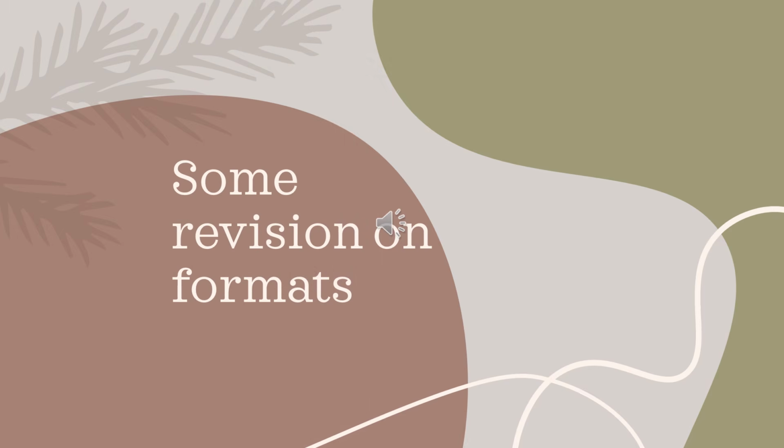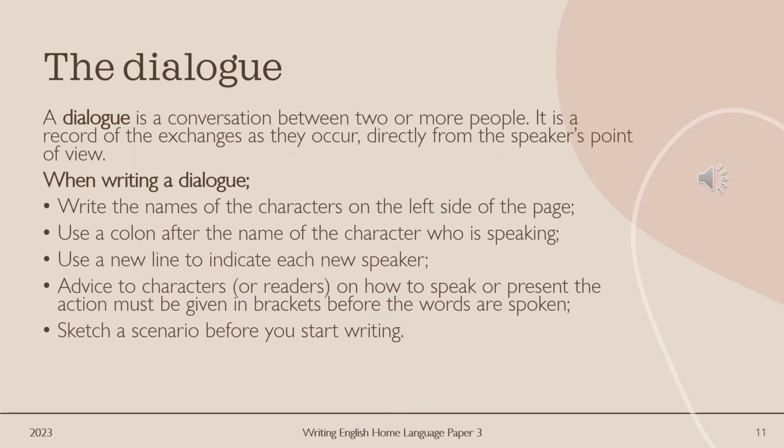Let's revise some of the formats that you already know so very well. Dialogue is a conversation between 2 or more people. It's a record of the exchanges as they occur directly from the speaker's point of view. When you write it, write the names of the characters on the left side of the page. Use a colon after the name of the character who is speaking. Use a new line to indicate each new speaker.